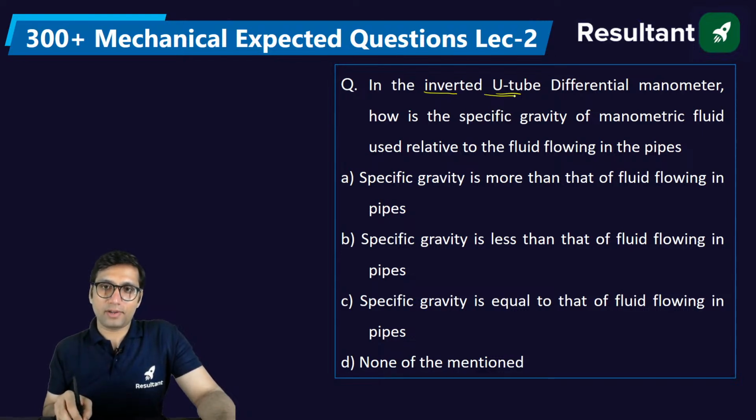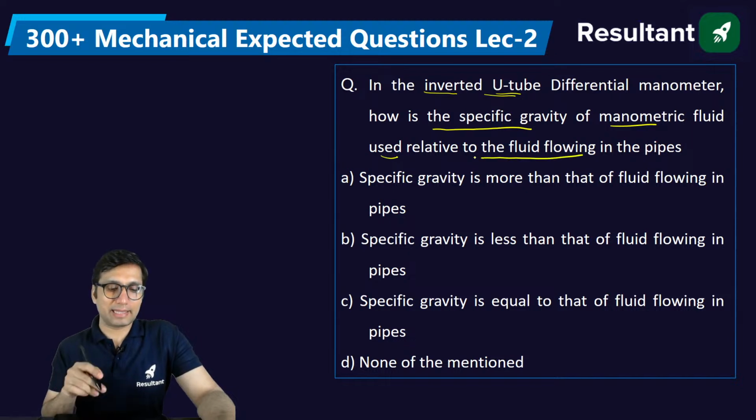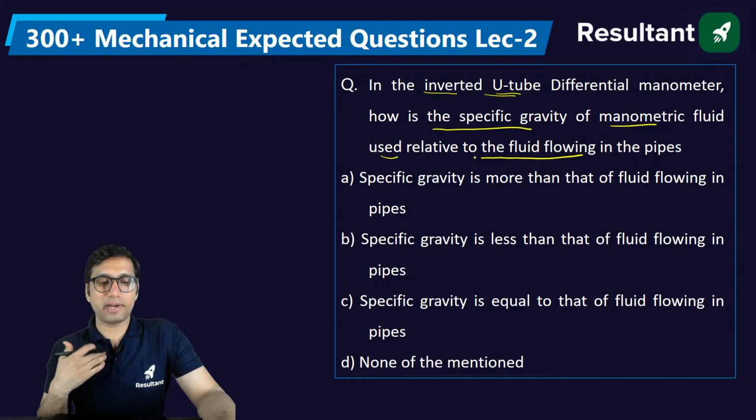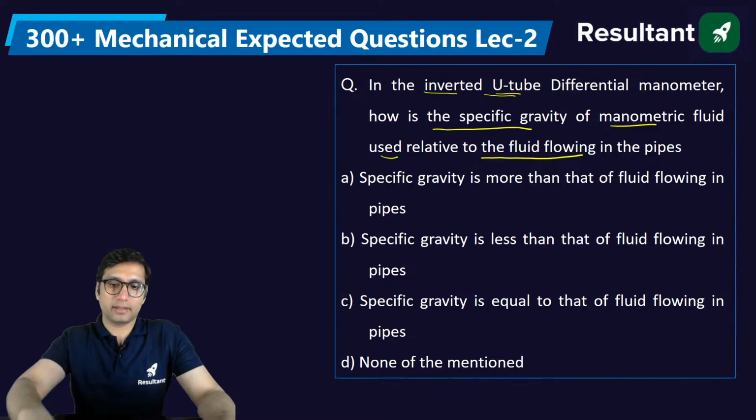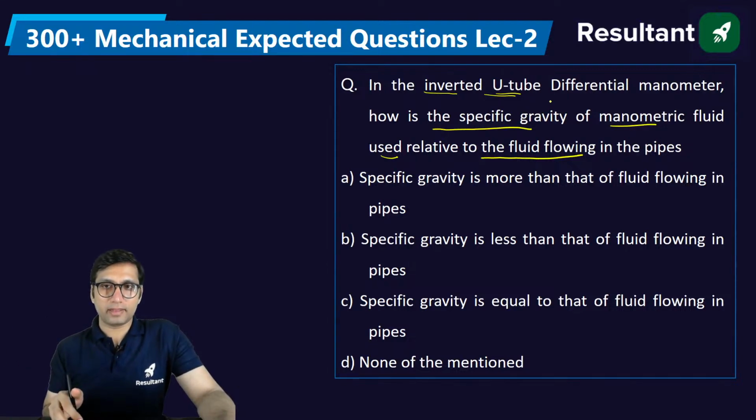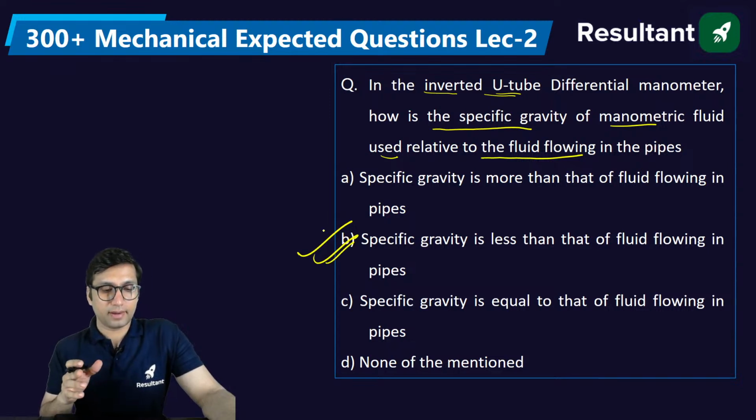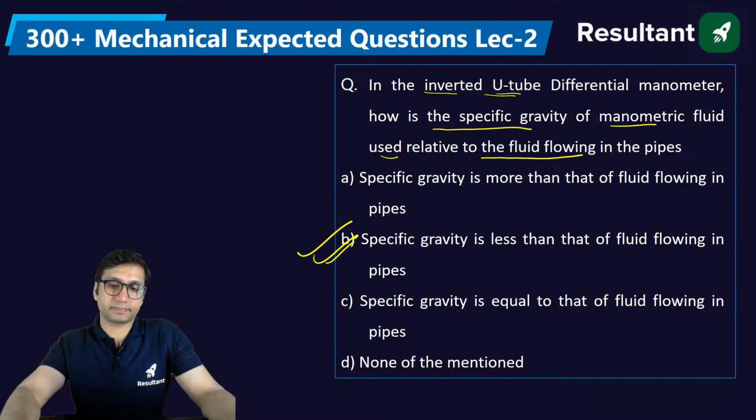In the inverted U-tube differential manometer, how is the specific gravity of the manometric fluid used relative to the fluid flowing in the pipe? I think I have already told the answer for this question on this page: the specific gravity of the manometric fluid in the manometer should be less than the specific gravity of the fluid in the pipe, right? So the right answer is option B. I've already told that in the previous question.